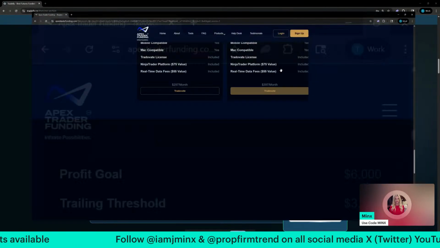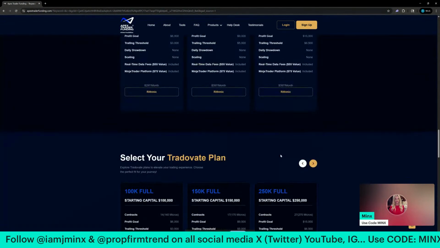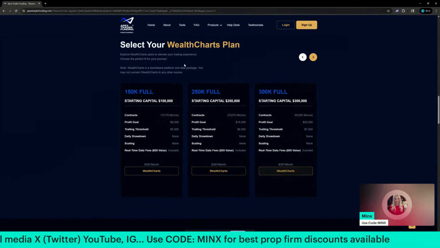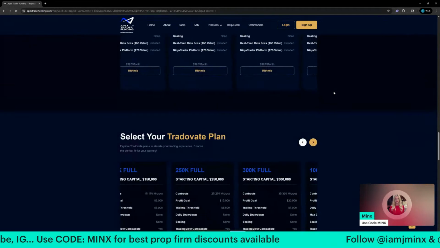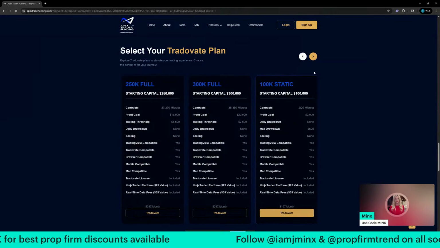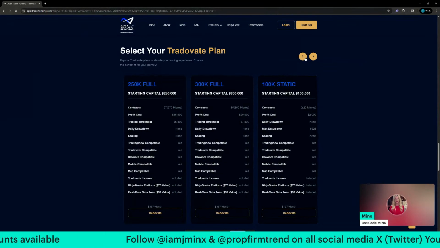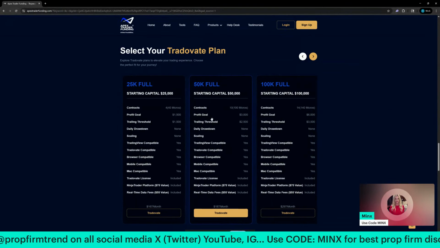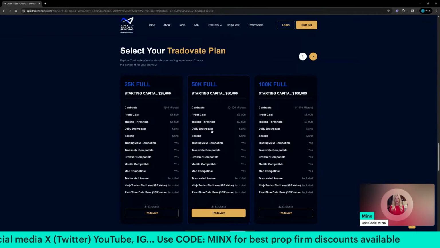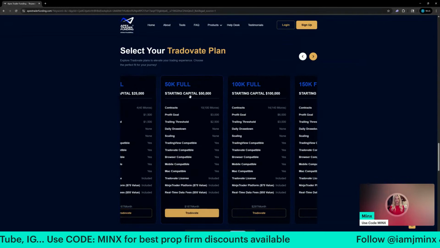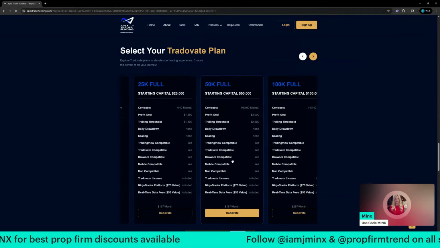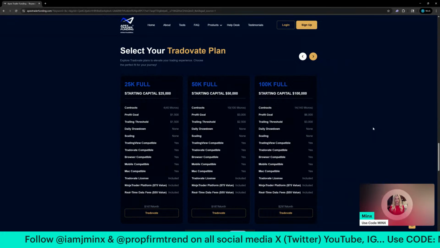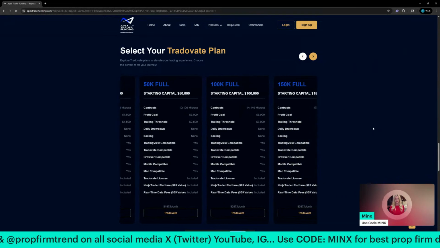Here, I'm going to pull up Apex, okay? So they've got, it's called Wealth Chart. I don't use that, but let's just say a trade of a plan, just to give you an example. They also have like 80% off. Same thing. If you look, the profit goal is about $3,000, trading threshold $2,500. Right now, they've got a promo to pass in 1 day. You do not have to pass anything in 1 day. The more you push it, the more you're going to risk losing your account.